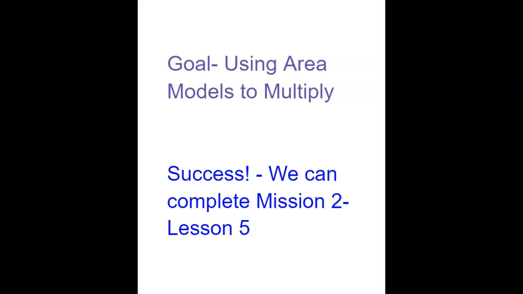Welcome to Mission 2, Lesson 5. In this lesson, our goal is to be able to use area models to multiply numbers. We will know we have been successful when we are able to multiply those numbers using area models and complete Mission 2, Lesson 5 on Zearn.org.